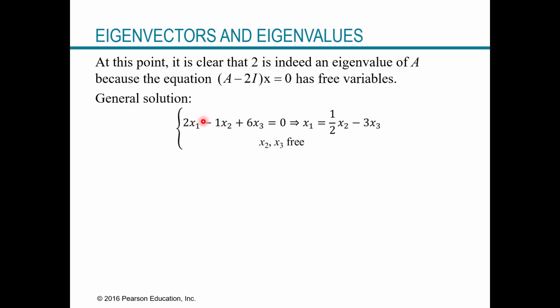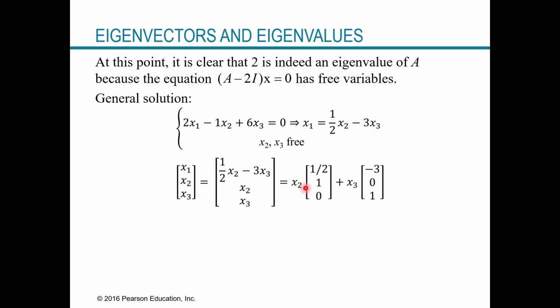And so in general, here's our solution. From the first row, we had that 2x1 minus 1x2 plus 6x3 equals 0. So we can rewrite that. Remember, you always want to rewrite that in terms of your free variables. Because x2 and x3 are free, we just say that x1 equals something in terms of x2 and x3. In our case, it equals 1/2 x2 minus 3x3. All right, so here we have our vector equation here.